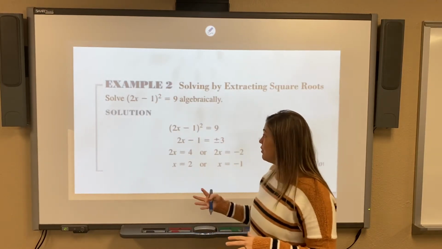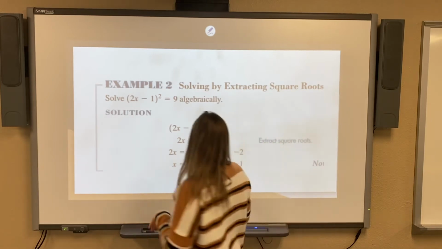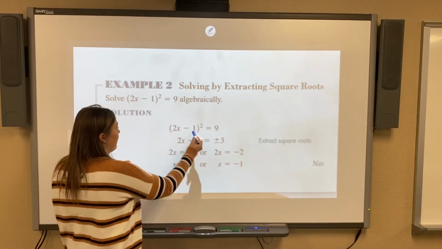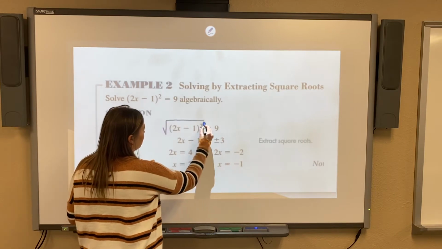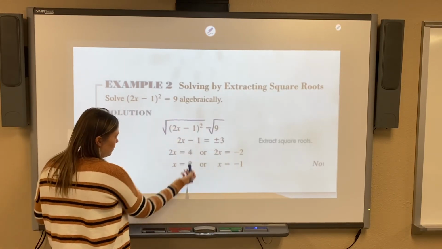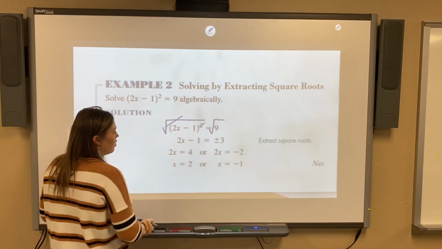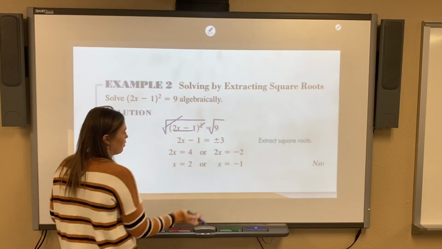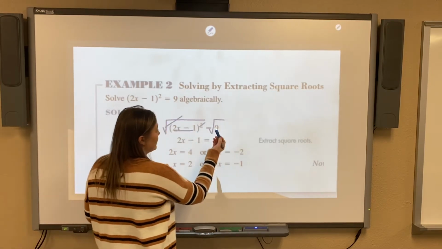So to undo the square, we take the square root of both sides. The square root of a square is whatever is in the center. So if we take the square root of both sides, the square root of 2x minus 1 squared, these cancel. So we're just left with 2x minus 1. And then the square root of 9 is plus or minus 3.